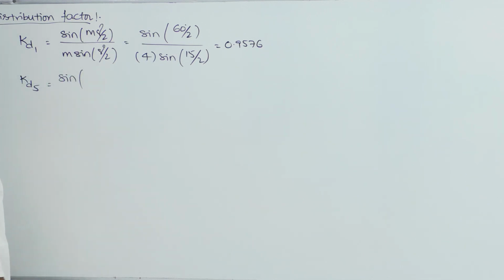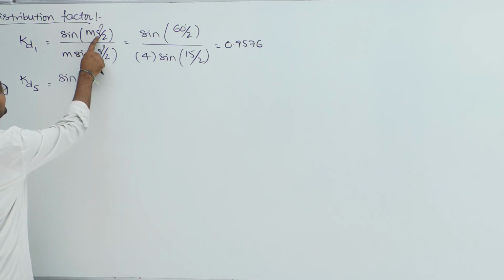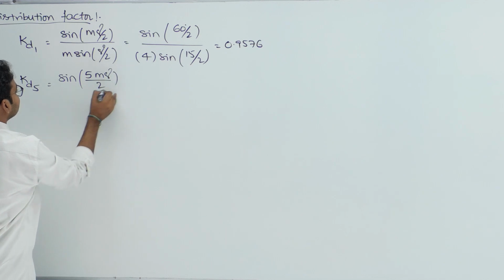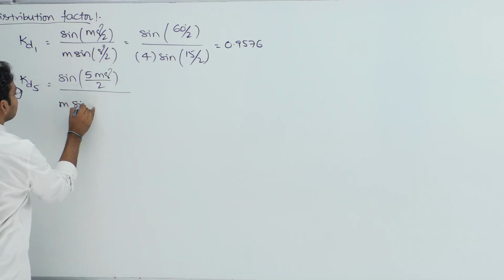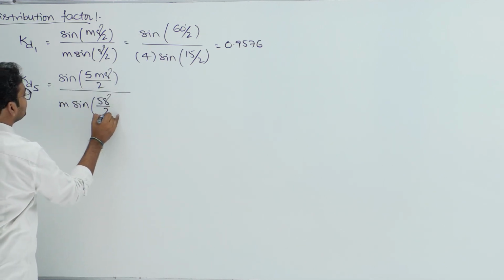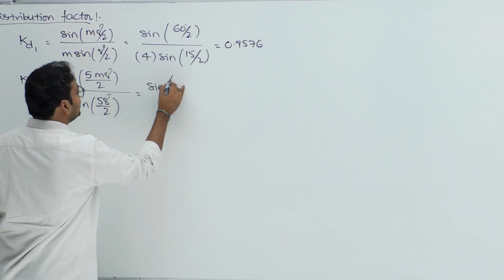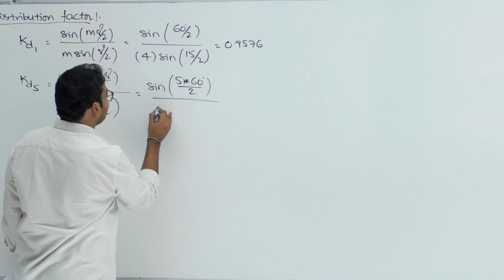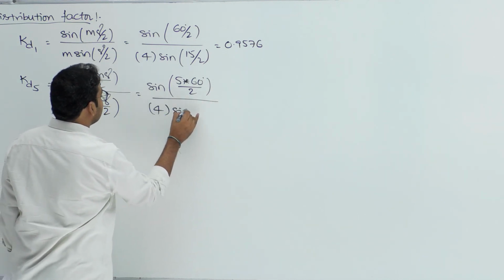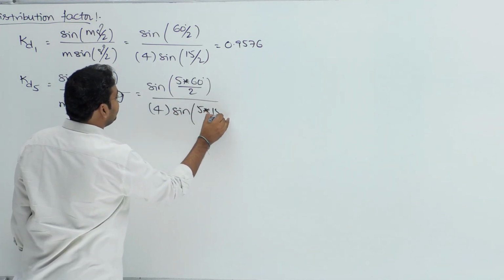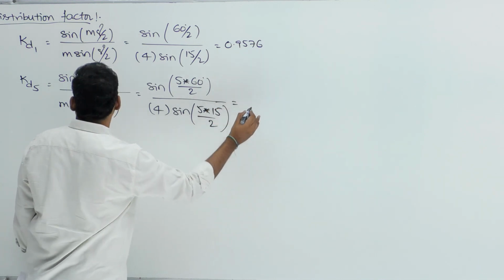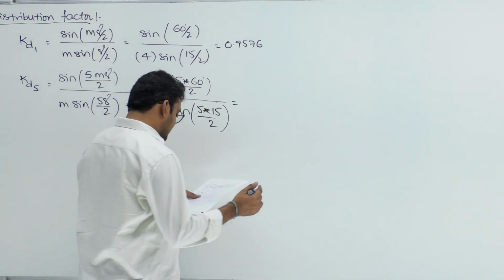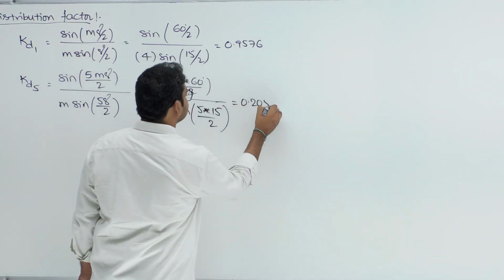Similarly, calculate the distribution factor for the fifth harmonic also. I hope you remember the formula. Sin m into 5 gamma, that means indirectly 5 m gamma by 2 divided by m sin 5 gamma by 2. So substitute the values. 5 into 60 degrees by 2 divided by 4 sin 5 into 15 degrees by 2. This will give you the distribution factor for the fifth harmonic and it will be 0.205.